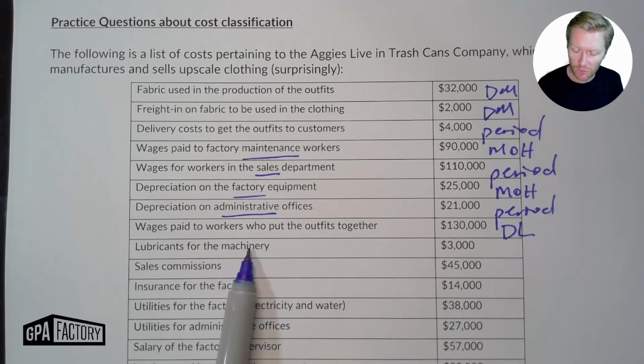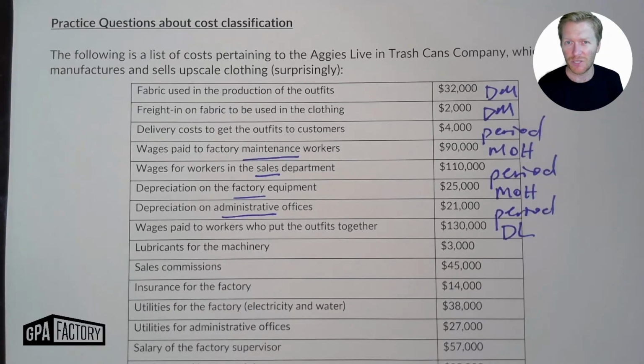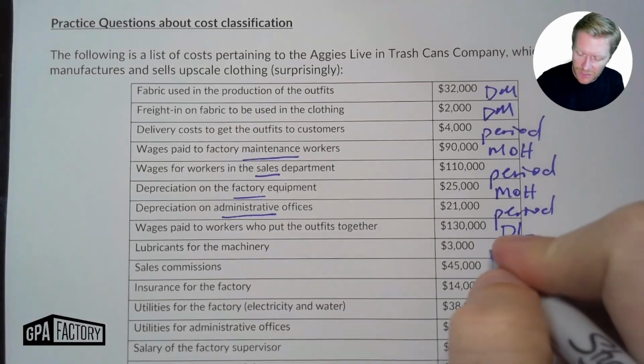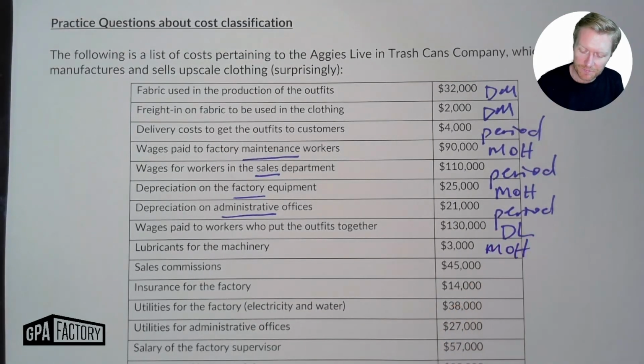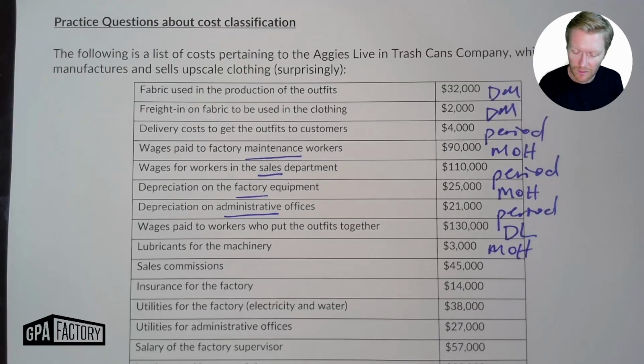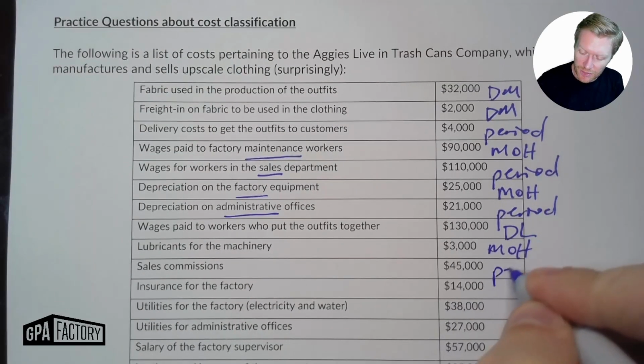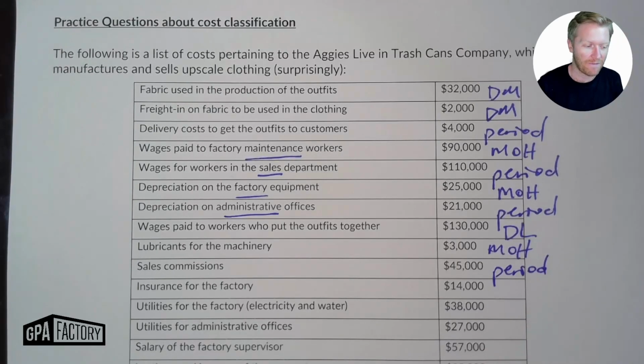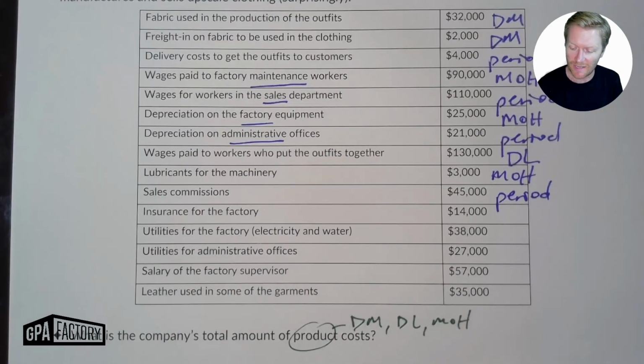Now, lubricants for the machinery. Lubricants are going to be tough to really trace to each individual article of clothing or whatever. So this is just going to be considered manufacturing overhead. Might be like indirect materials. Sales commissions. Sales commissions are always going to be a period cost. They're not involved in actually making the product, just selling it.